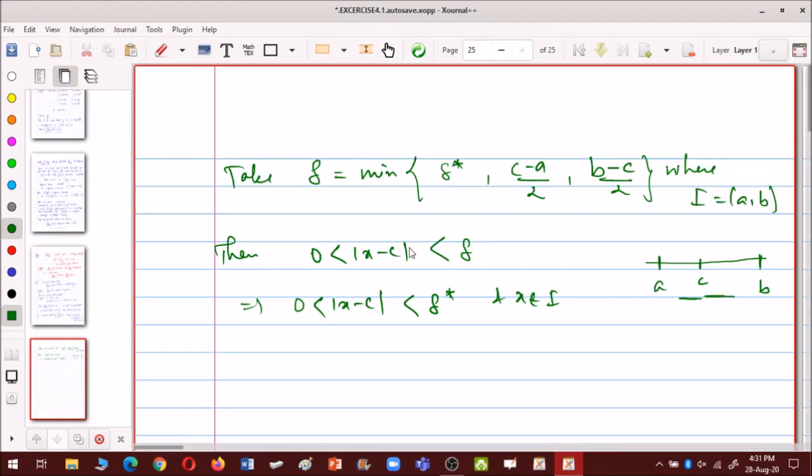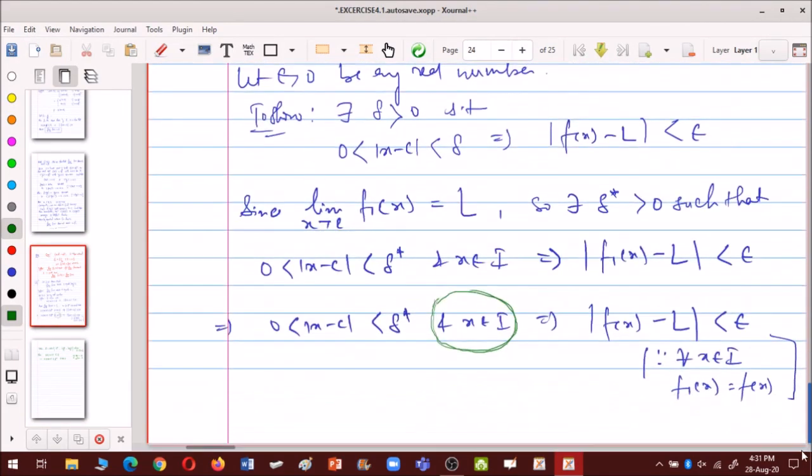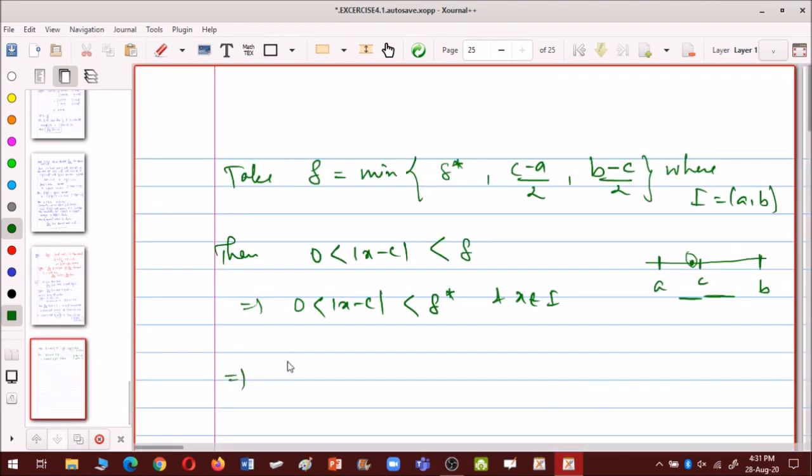So if I take |x minus c| < delta, x will be somewhere here. So it will be within the interval, x belonging to I. So by this choice of delta, if 0 < |x minus c| < delta, then it should imply 0 < |x minus c| < delta star and x belongs to I. So from this star, this implies |f(x) minus L| < epsilon using star.